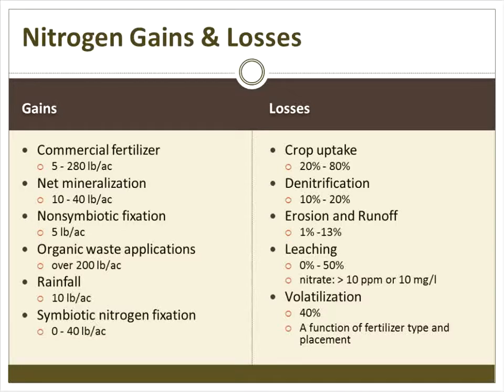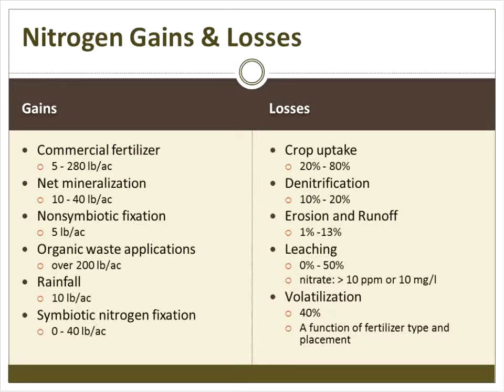This net mineralization process that I talked about, that is the release of nitrogen from organic matter decomposition minus the amount of that nitrogen that's reabsorbed by microorganisms, ranges anywhere from about 10 pounds on very sandy textured soils, which are low in organic matter, to upwards of 40 or perhaps even 50 or 60 pounds in organic soils that we have in North Carolina. So net mineralization is very much a function of the amount of organic matter that's in a soil, and that is related back to the texture.